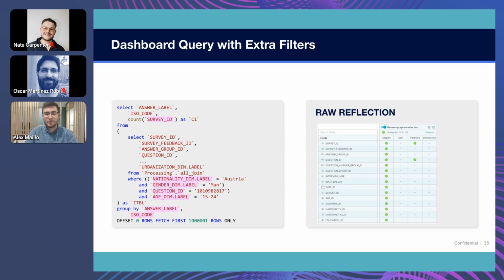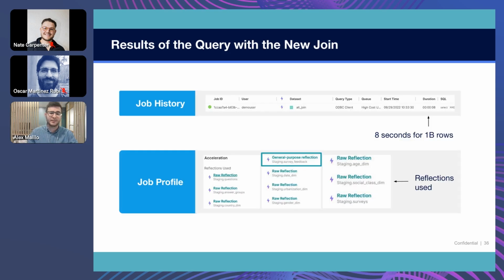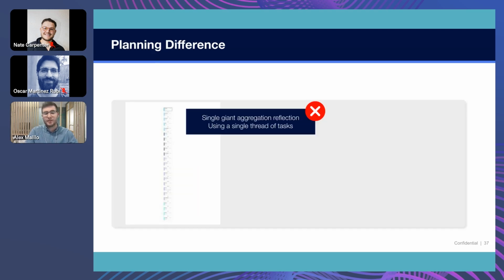that the raw reflection we created at the beginning is covering the query, right? So we can see that it lasts 8 seconds and that the reflection being used is the general purpose one, the one we started with, together with all the one-to-one reflections targeting each table of the dataset. And there is more to this.